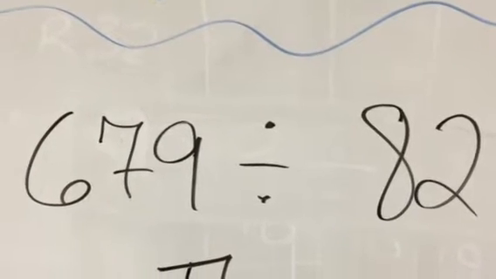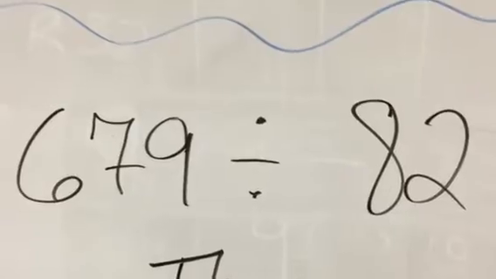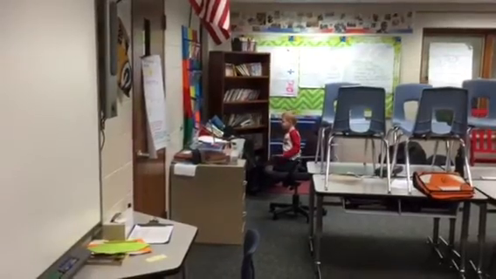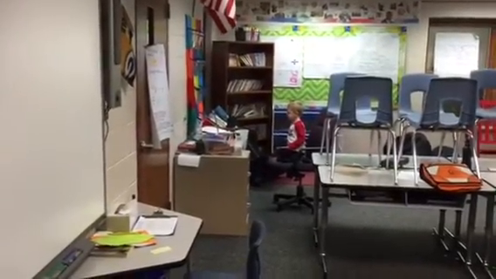679 divided by 82. And if you hear some noise in the background, Austin is going to be helping us out. Right now he's watching the Lorax to make sure that that movie helps us with finding one-digit quotients.